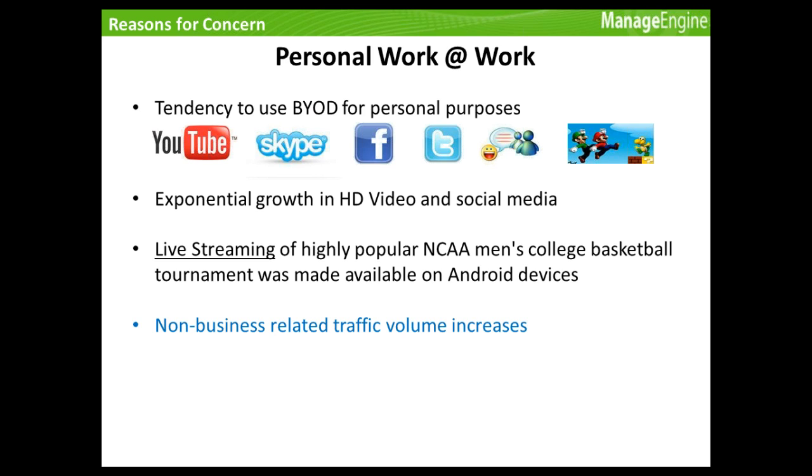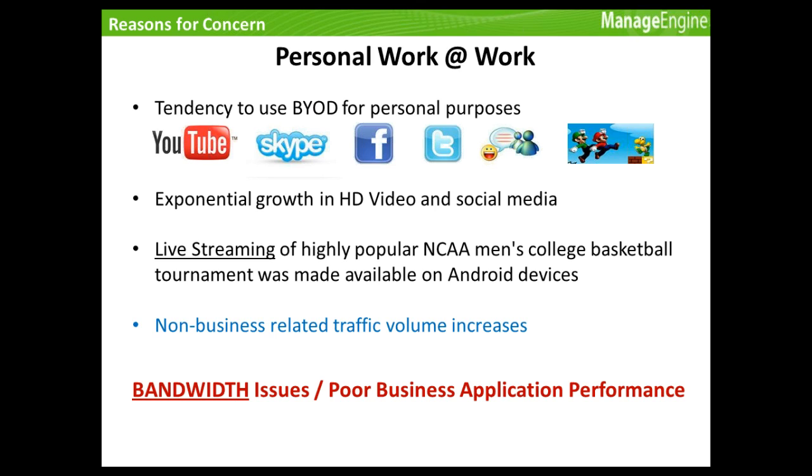So what finally takes a hit is that non-business related traffic volume increases and your business critical application performance is affected. It's a WAN link that is being utilized, and maybe your data center is elsewhere, where all your employees connect to the CRM or other important data. So your WAN link is utilized, there's a bottleneck, a spike, and you face bandwidth issues and poor business application performance.